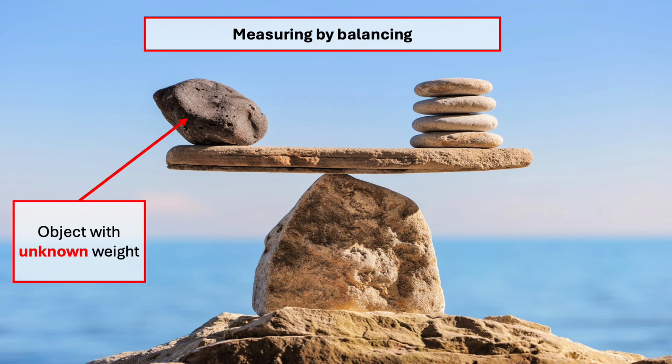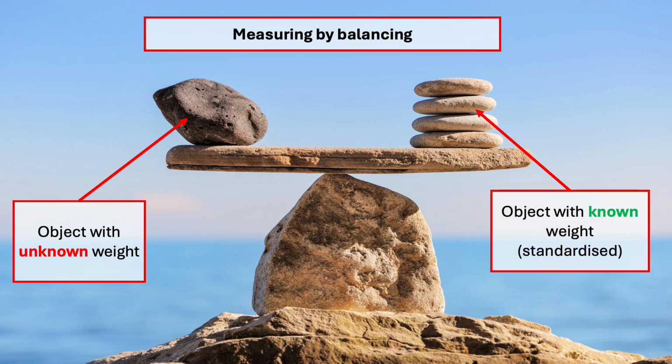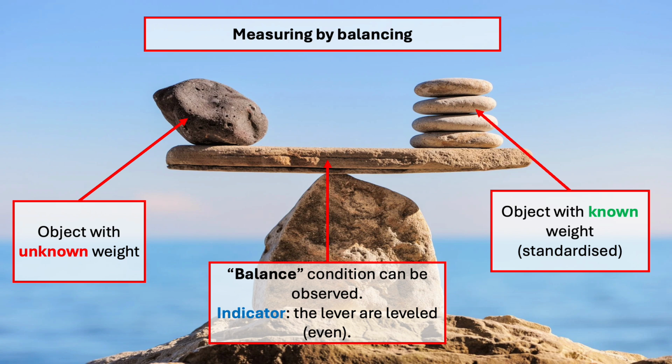So an object with unknown weight is placed on one side of the plate, and an object with known or standardized weight is placed on the other side of the plate. And then we can see the balance with the indicator. In this case, the lever is level, so we can say that the larger stone equals four smaller stones.